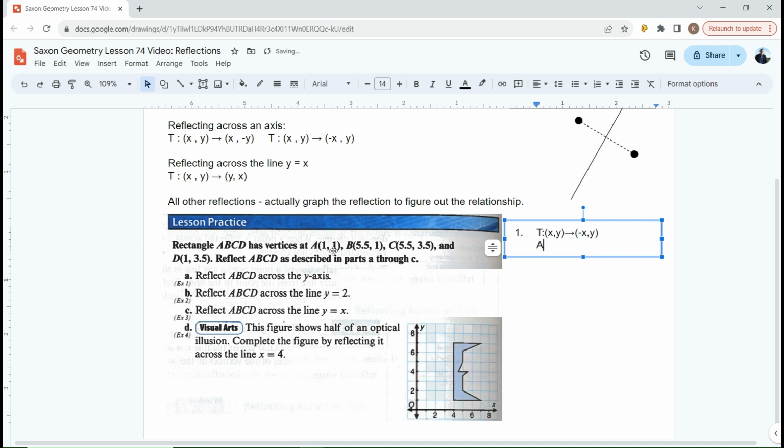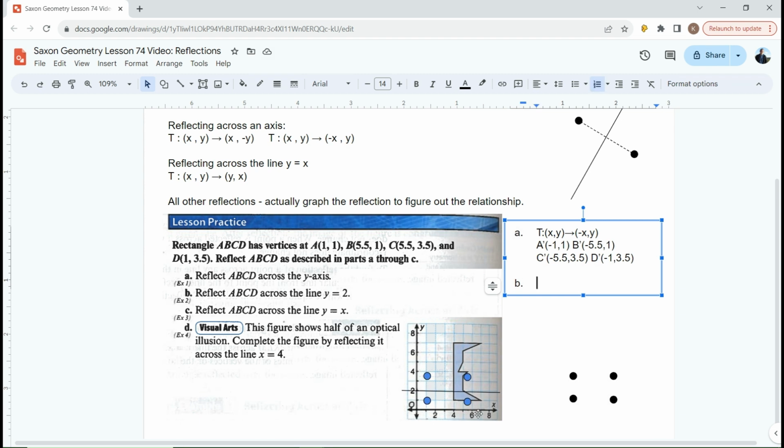I would plot point A at negative 1, 1. Point B at negative 5.5, 1. Point C at negative 5.5, 3.5. And point D at negative 1, 3.5. Notice that the y value stays the same. All I'm doing to translate across the y-axis is making the x coordinate negative. Easy, easy. That one was easy.